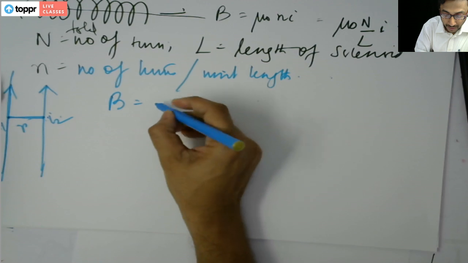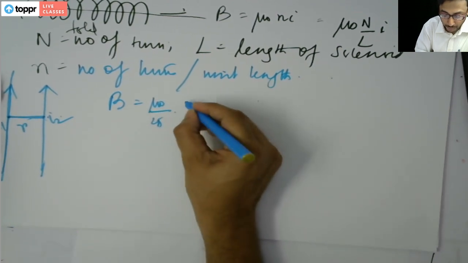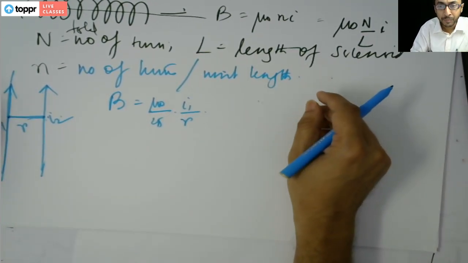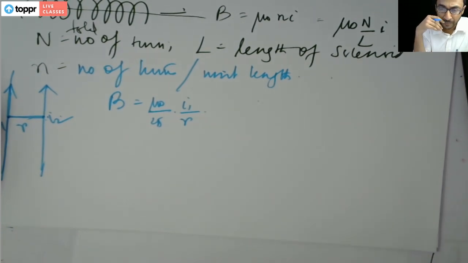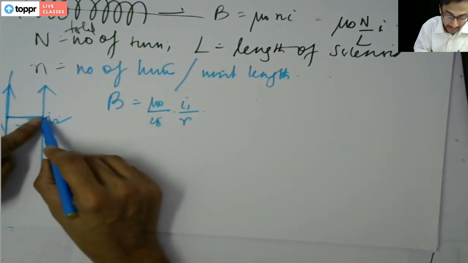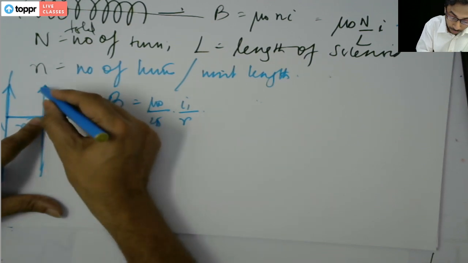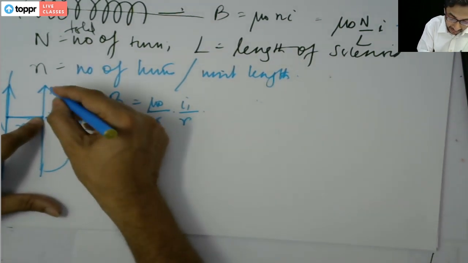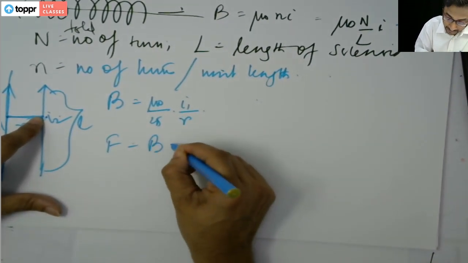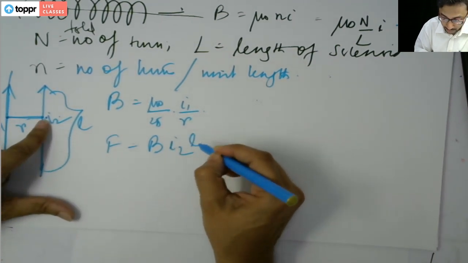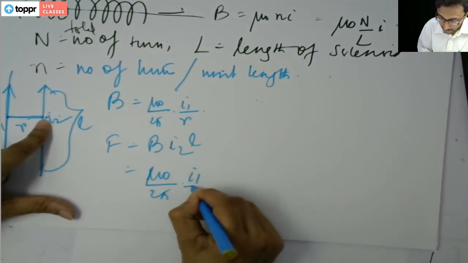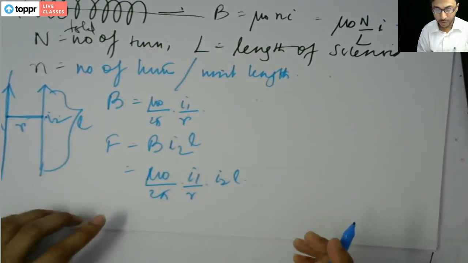This B will be nothing but mu 0 by 2 pi I1 by R. Isn't it clear? Now see, this is the B, magnetic field generated at this point. Now, for a length L of the second conductor, the force is nothing but BIL. That is B, here I is I2 into L. That is, B is mu 0 by 2 pi I1 by R, times I2 into L.